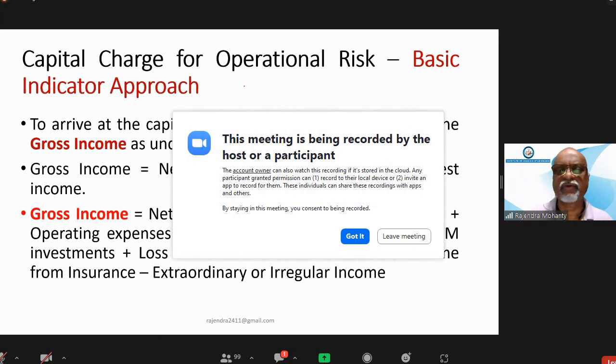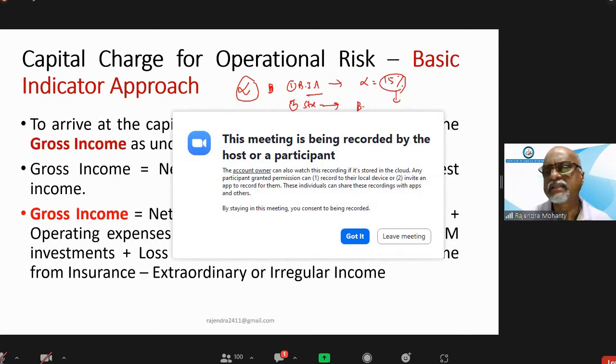So for the basic indicator approach, the alpha is 15%. This is constant. So the average of gross income is to be multiplied by 15% for the basic indicator approach. But for the standardized approach, instead of 1 factor, there are 3 betas: 12%, 15%, and 18%. These have to be applied to different gross incomes we have arrived at.